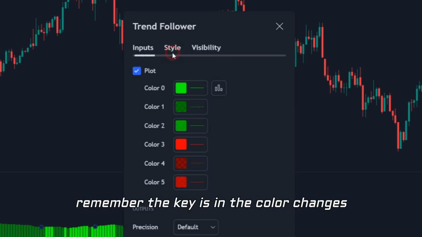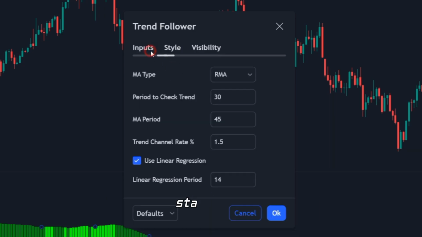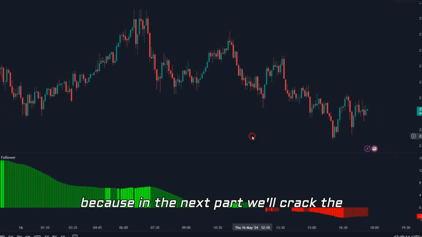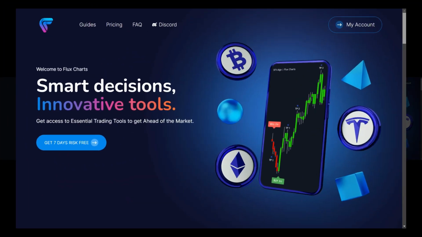Remember, the key is in the color changes. We'll use them to spot buying and selling opportunities. Stay tuned, because in the next part, we'll crack the code of this colorful indicator and start making those profitable trades.